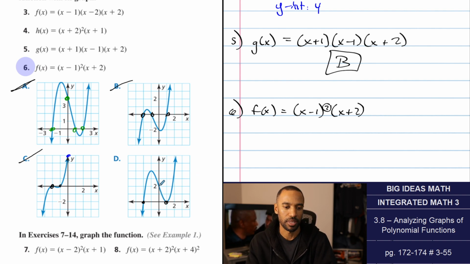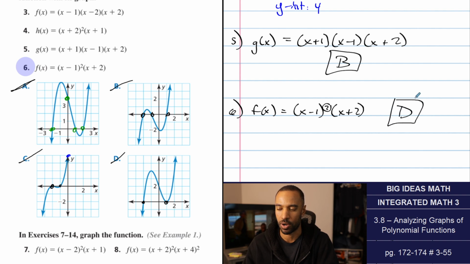Now, does it also properly have a y-intercept of 2? -1 squared times 2 is 1 times 2, which is 2. So yes, that one's also confirmed. So that answer is D on number 6, and it looks like we have all these graphs taken care of.